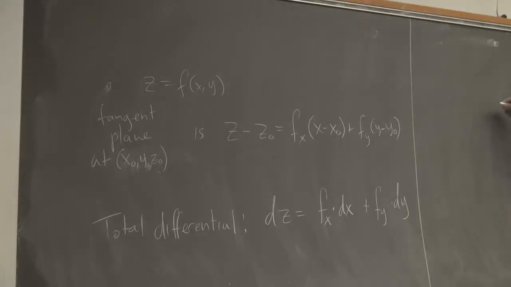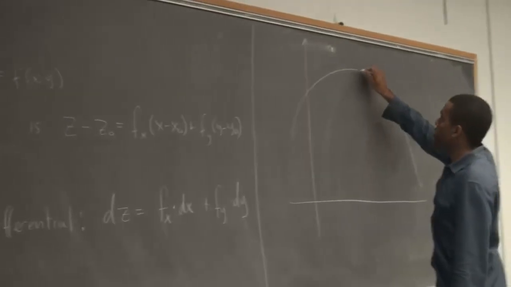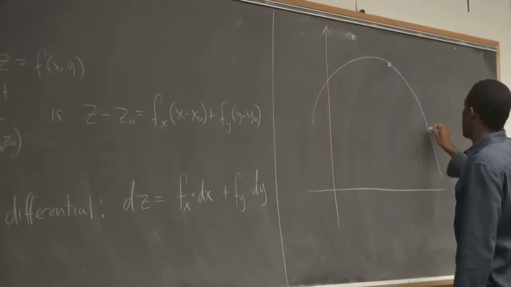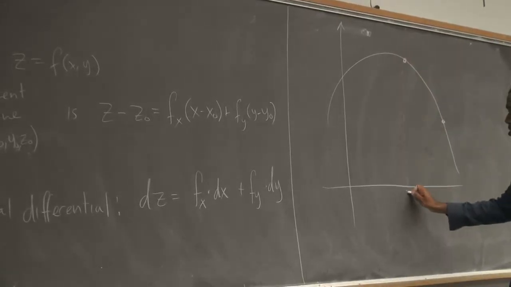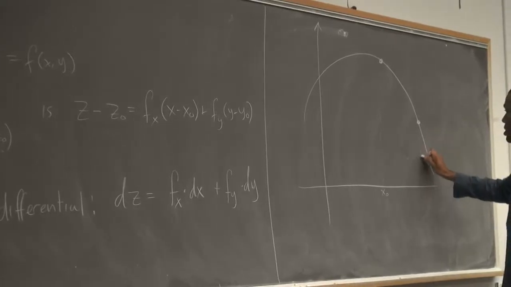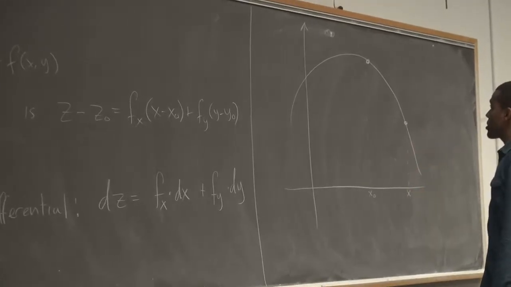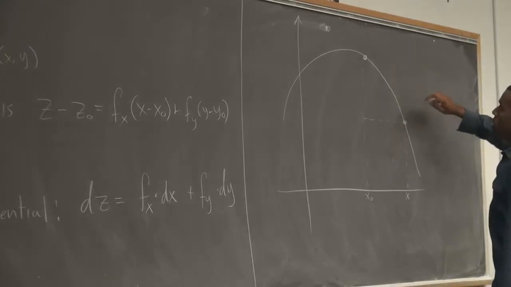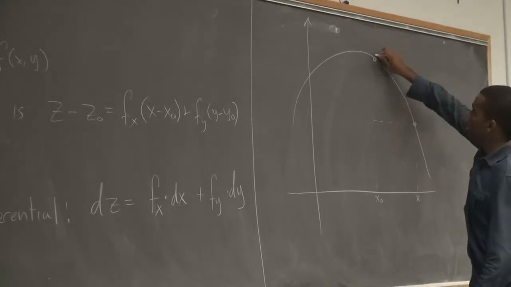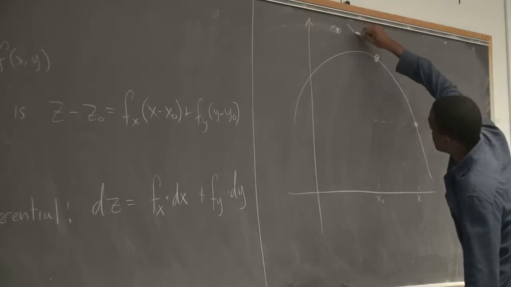Remember, the whole point of using tangent lines is to approximate curves. So let's say you have a curve that looks like this, right? And you're moving from, say, here to here. This is your x0 where you started. This would be your x. Now what you can do is approximate this with a tangent line. You can put a tangent line here.